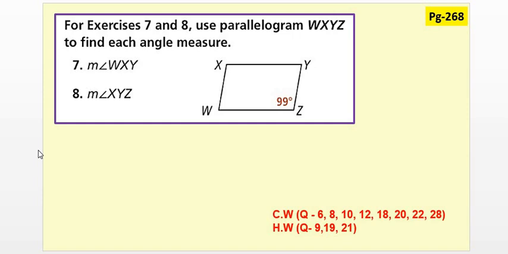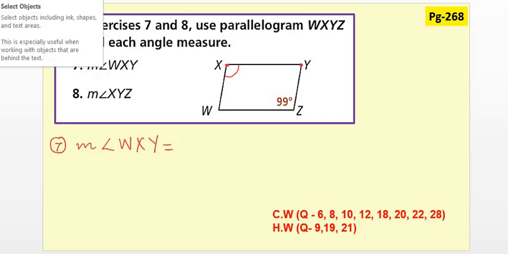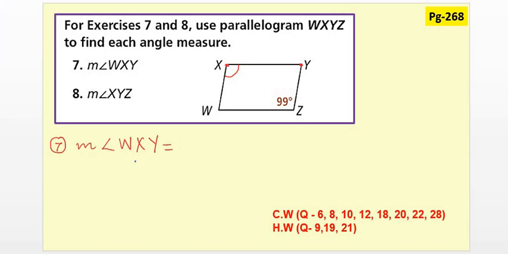It says find each angle measure. So it's the same thing as the previous question. How will you find the measurement of W, X, Y? This is W, this is X, this is Y, right? So they want you to find this angle actually because it is opposite to 99. So for question number 7, we can say the measurement of angle WXY will be 99 degrees. No need to solve it. Clear? So the value of WXY will be 99 degrees, right?